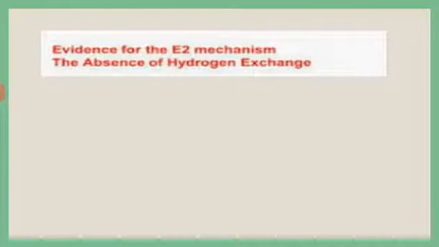The next evidence of the E2 mechanism is the absence of a hydrogen exchange effect. Hydrogen-deuterium exchange is a chemical reaction in which a covalently bonded hydrogen atom is replaced by a deuterium atom or vice versa. It can be applied most easily to exchangeable protons and deuterons, where such a transformation occurs in the presence of a suitable deuterium source without any catalyst.